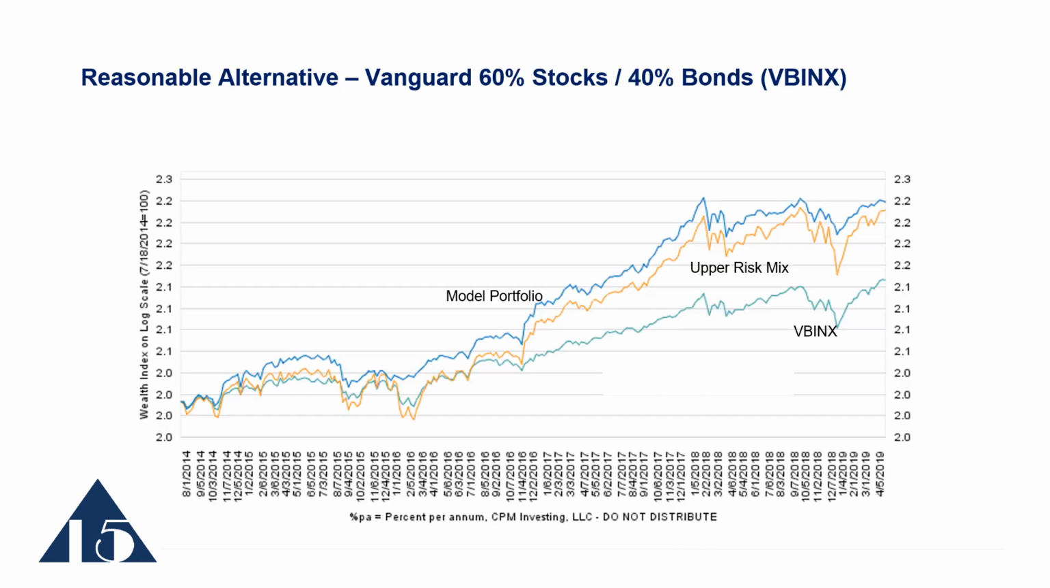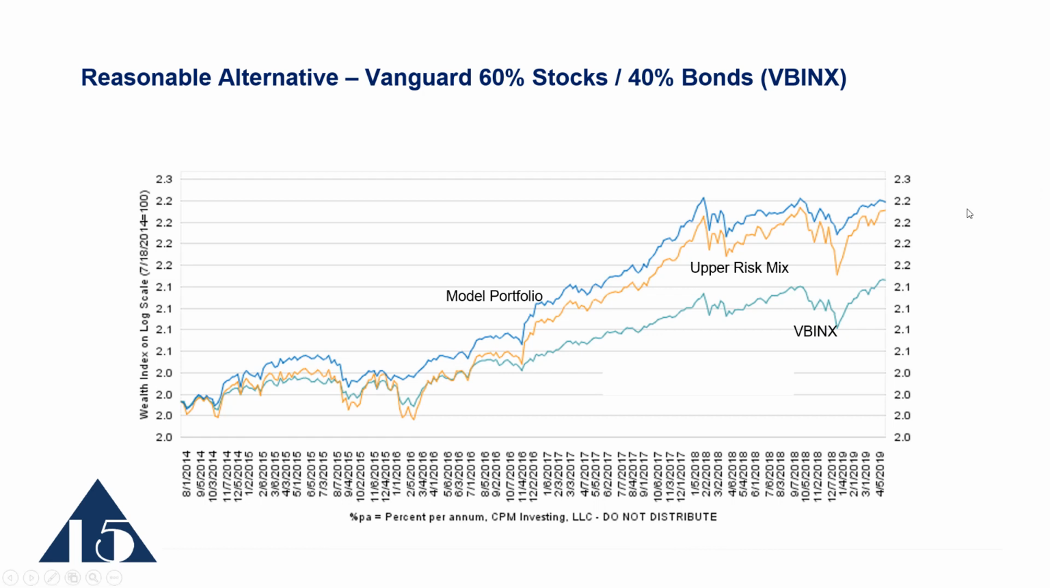And if we include that on the chart that shows the recent performance, again, the blue line is the model portfolio, the tan line is the upper risk mix, and the lighter blue line represents the performance of VBINX, the Vanguard 60/40 mutual fund.